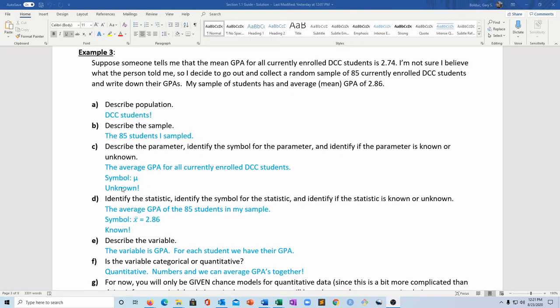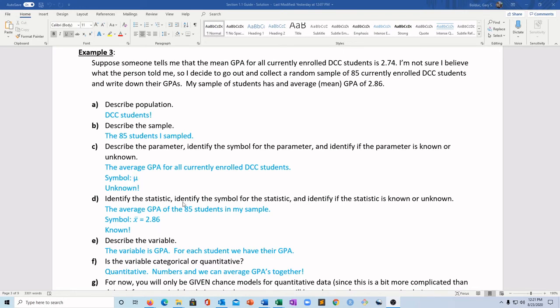Now, to me, this is unknown, but the school has records on this, so technically this is something that could be known, but let's just pretend we can't know that. And the symbol is mu. So this is not a typo. This is a Greek letter mu.